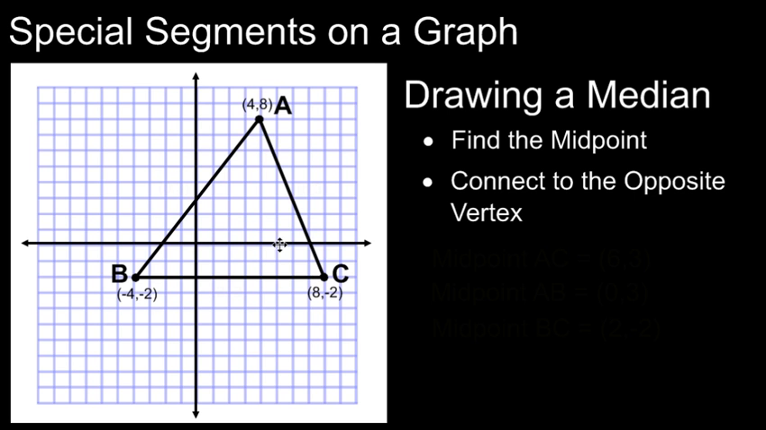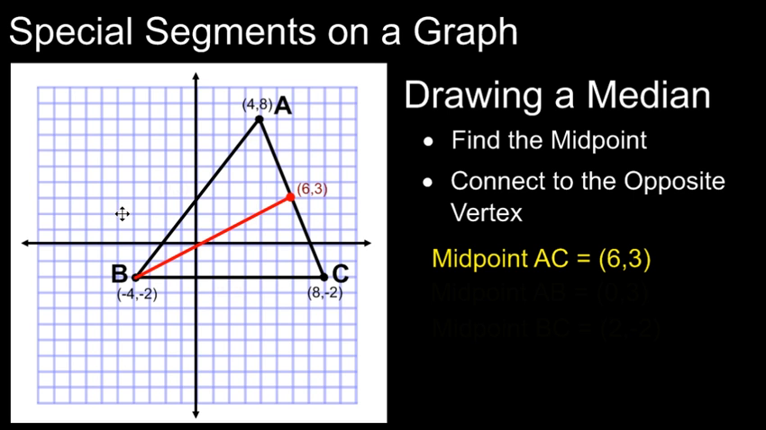So I know I'm going to be somewhere on x equals 6. Then I take the average of my y coordinates. 8 plus negative 2 is 6, and 6 divided by 2 is 3. So the midpoint of AC is at the point 6, 3. I go 1, 2, 3, 4, 5, 6, up 1, 2, 3. There's my midpoint, and it looks like it's right in the middle of A and C. Now we connect a line from the midpoint to the opposite vertex, and now I have a median.